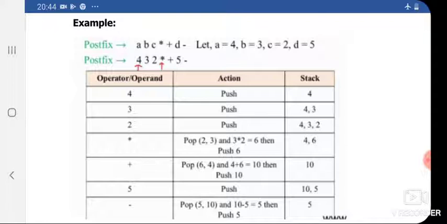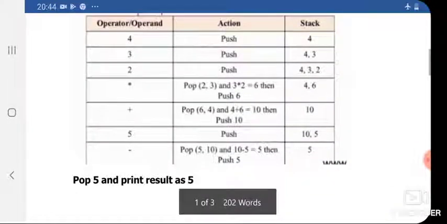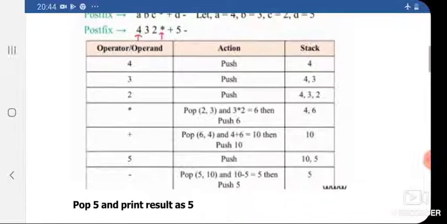Now we come to the end of the postfix expression. The postfix expression is over. Finally, as per our algorithm, when the postfix expression is over, we pop the final value from the stack, which is our result. Therefore we pop 5 and we print our result as 5. This is how to evaluate a postfix expression.